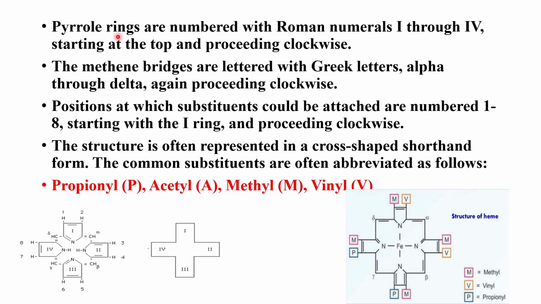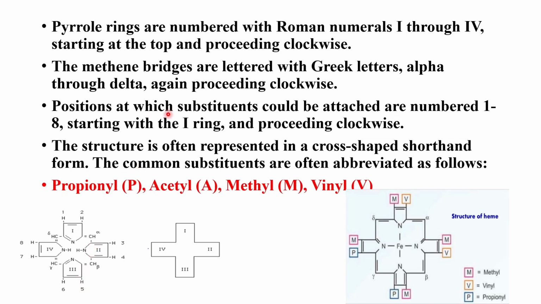Now, this is a structure of porphyrin. These four pyrrole rings are numbered with Roman numerals 1, 2, 3 and 4 in the clockwise direction. The methane bridges are lettered with Greek letters. You can see these pyrrole rings are linked by methane bridges and they are numbered by Greek letters alpha, beta, gamma and delta. Again this is a clockwise distribution.